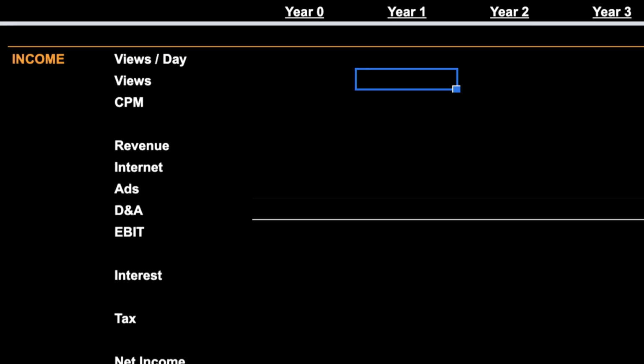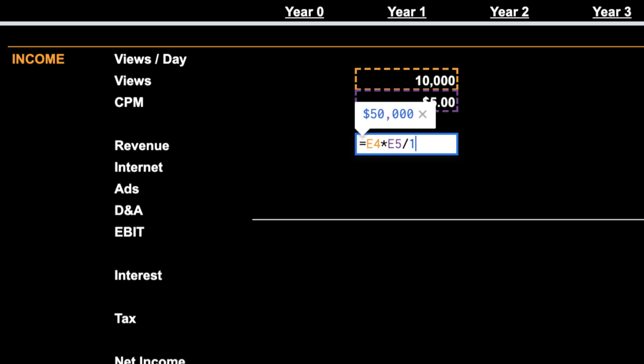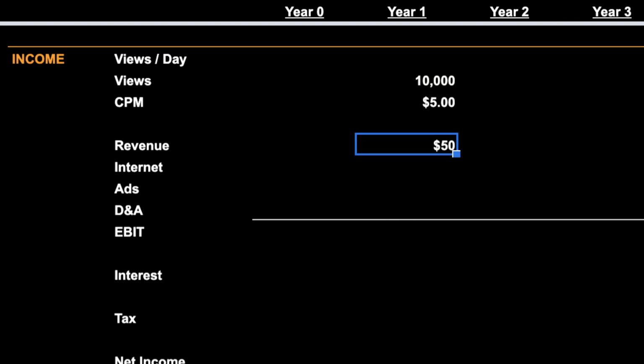So people on YouTube know that you basically get paid in terms of ad revenues on your views, and that the views are priced based on a per thousand basis called CPM. So let's assume that your CPM net to you after YouTube's take is $5. That means that your revenue for the first year will be $50. Okay, not too much, but maybe you'll grow a little bit.